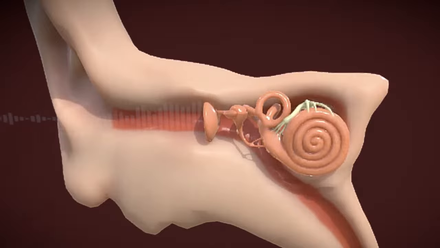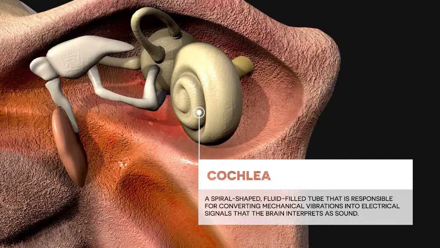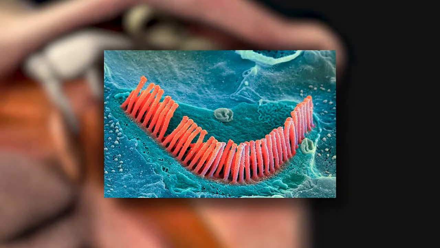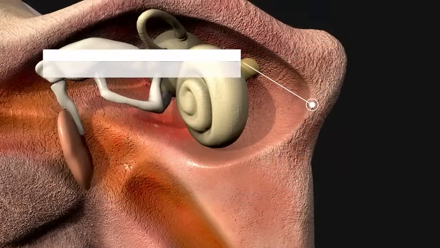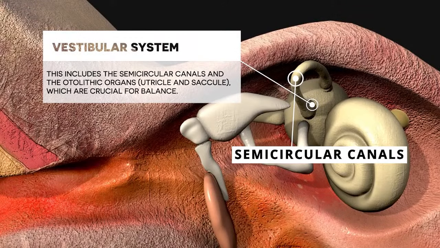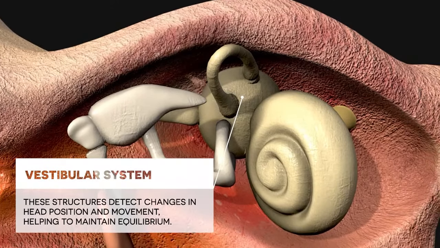Inner ear. Cochlea, a spiral-shaped, fluid-filled tube that is responsible for converting mechanical vibrations into electrical signals that the brain interprets as sound. It contains tiny hair cells that move in response to fluid vibrations, creating nerve impulses. Vestibular system. This includes the semicircular canals and the otolithic organs, utricle and saccule, which are crucial for balance. These structures detect changes in head position and movement, helping to maintain equilibrium.